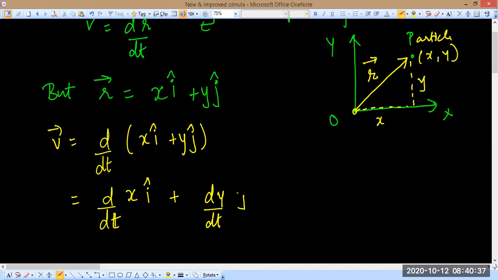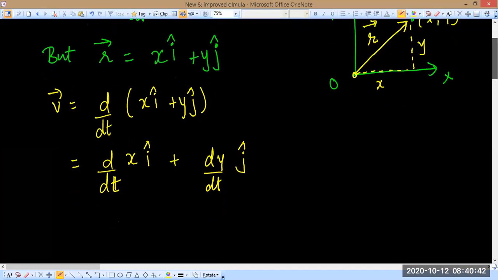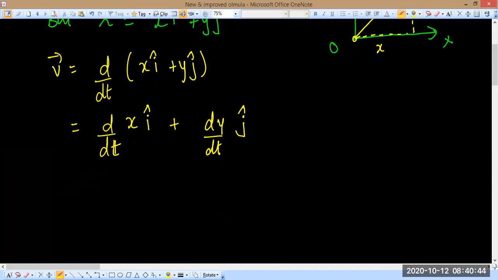I hope this is not a problem for anyone, right? This is just the addition rule. Okay, and now you see we have to do differentiation. We have to do differentiation, but i caret and j caret, they are some fixed unit vectors, right? i caret and j caret are some fixed unit vectors.